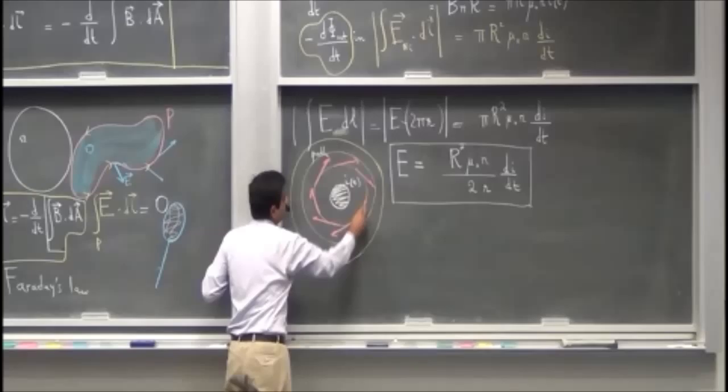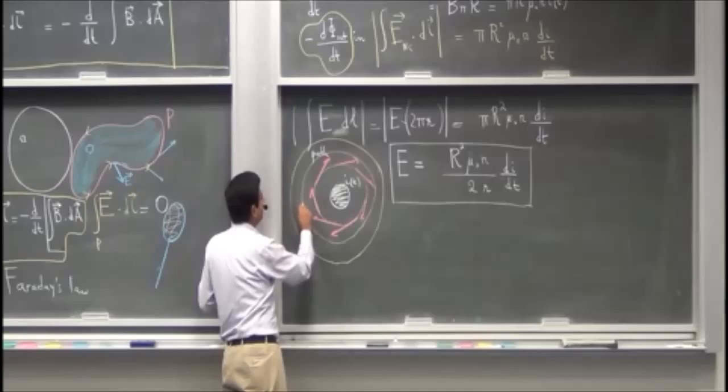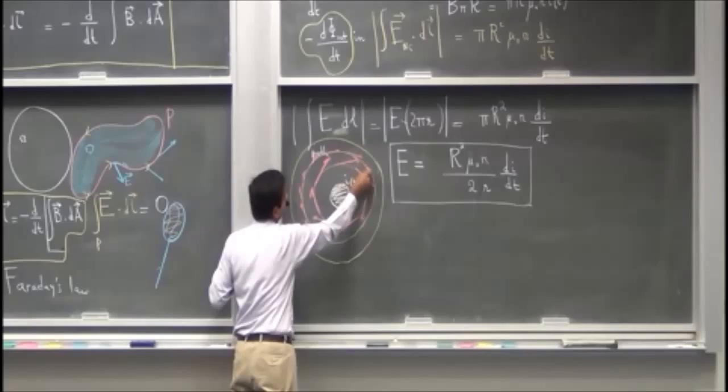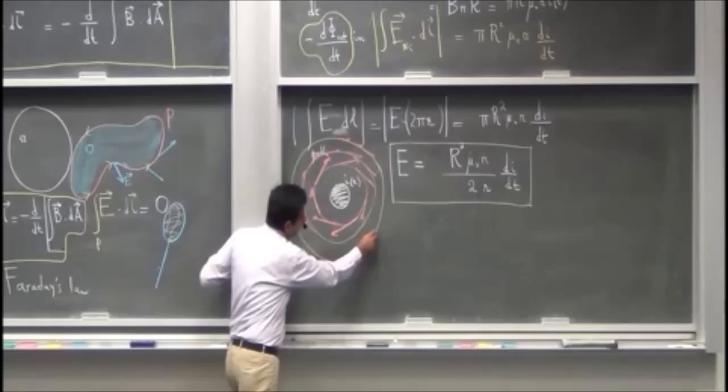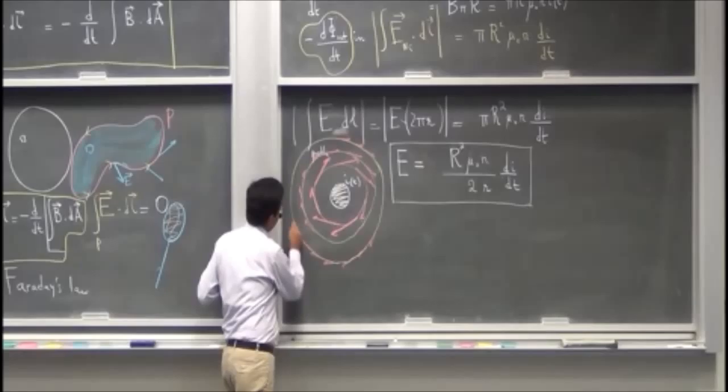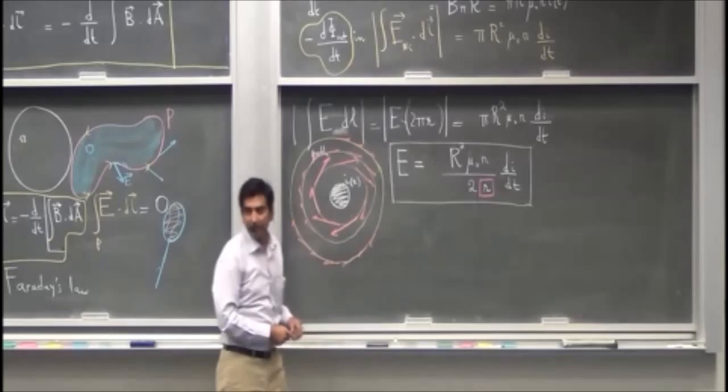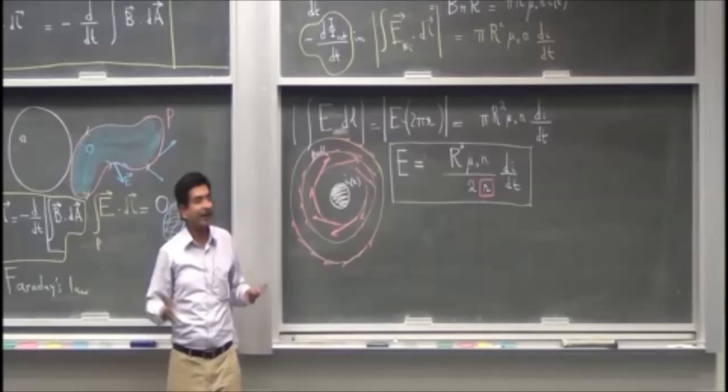So here the electric field will be stronger. Here, at another radius, which is further away from the solenoid, the field will be non-zero. It will exist, but it will be weaker, smaller. That's why I'm drawing smaller vectors. Here, it will be even weaker. Okay. So the field will exist everywhere in space, but its magnitude will drop as 1 over r because of this factor here.